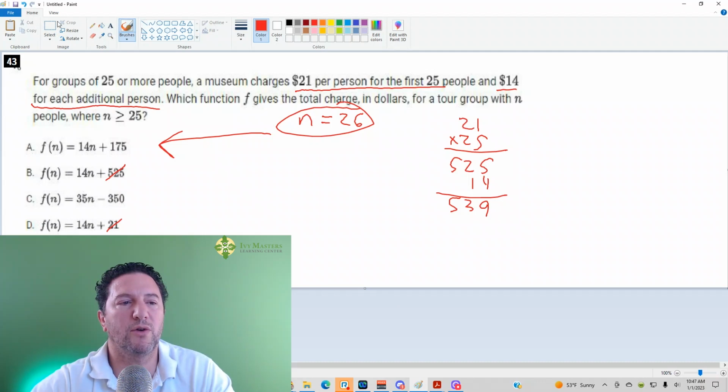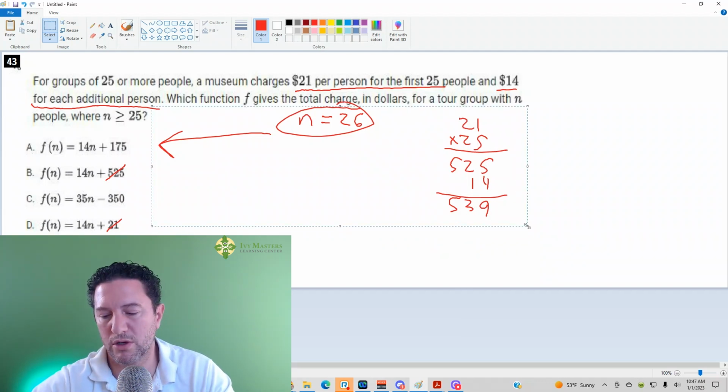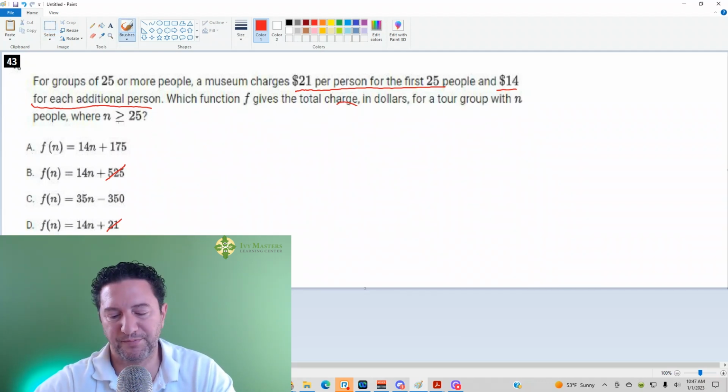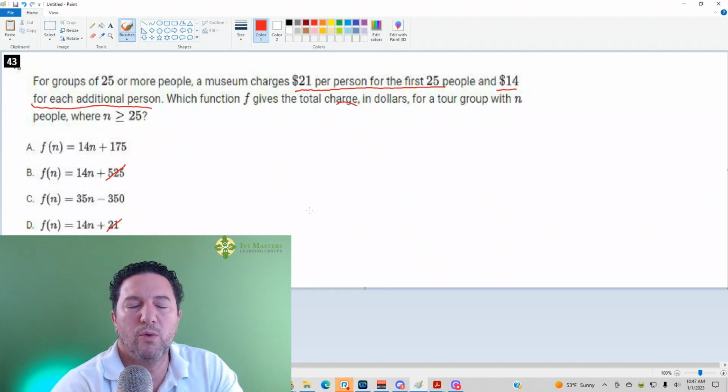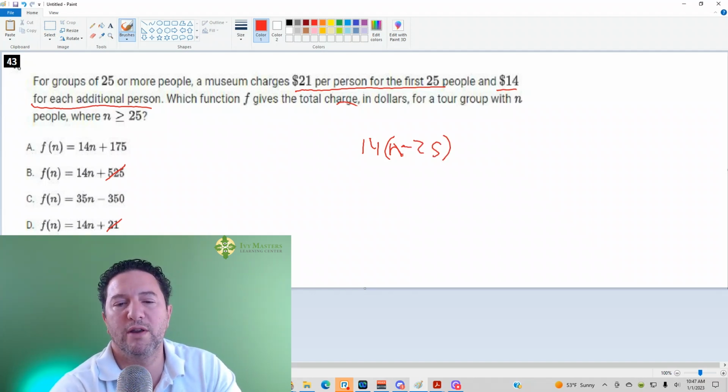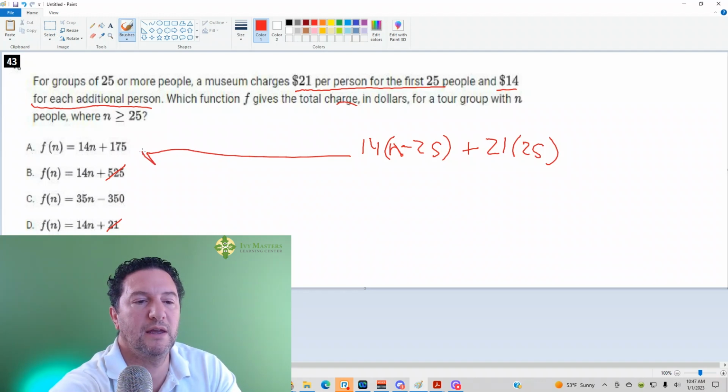You may also be able to derive this algebraically. I think that is a tougher task for most of y'all high schoolers. But if you did derive it algebraically, then what we'd wind up with is 14 times n minus 25, because anything over 25 is going to be times 14. And then what we've got to add is the $21 per person for the first 25 people, 21 times 25. And if you just distribute this and work it out, we will also get answer choice A.